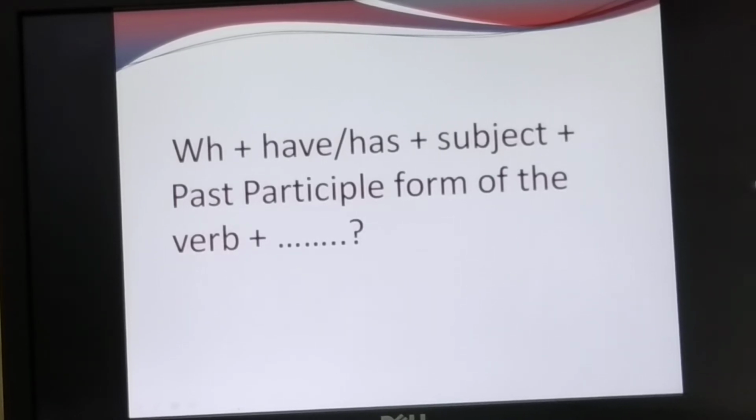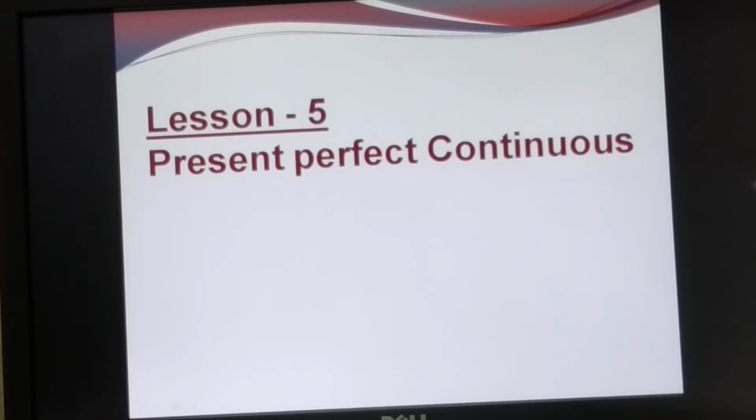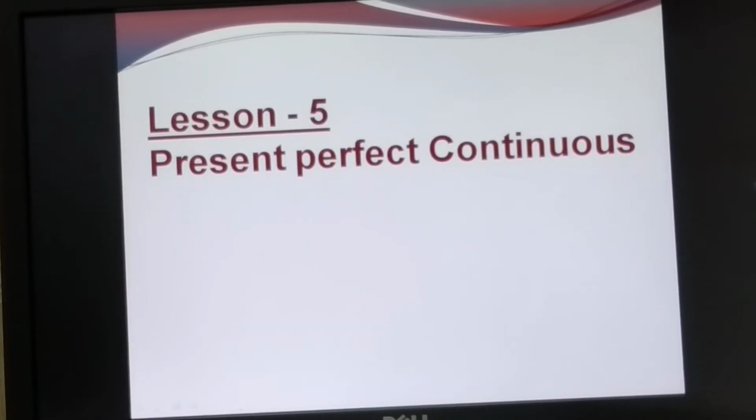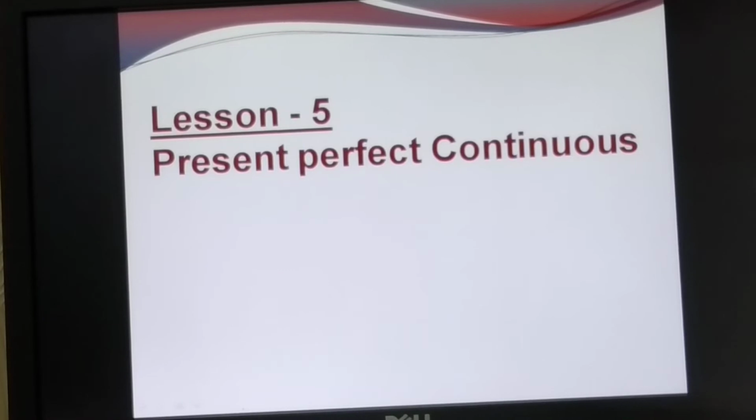In both these cases we have seen where and when that WH word has been put at the beginning. When we have used have or has, then the subject and then the past participle form of the main verb. In all these cases, if there is something, for example, object or complement, we will put that after the past participle form of the verb. Do not forget to use the question mark at the end.